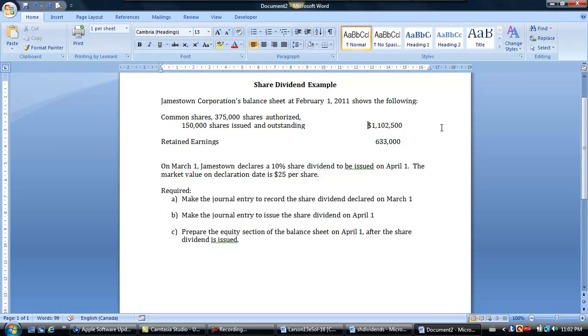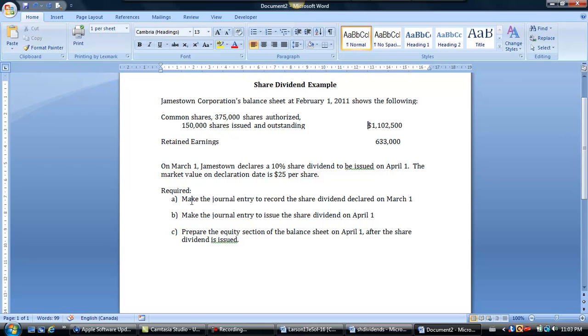Now on March the 1st, Jamestown declared a 10% share dividend. They're going to issue the dividend on April the 1st, and the market value on the date of declaration, March the 1st, is $25 a share. So our job is to make the journal entry to record the share dividend declared on March the 1st. Then, in Part B, to make the journal entry to issue the share dividend on April the 1st, and then after the share dividend is issued, prepare the equity section of the balance sheet on April the 1st.